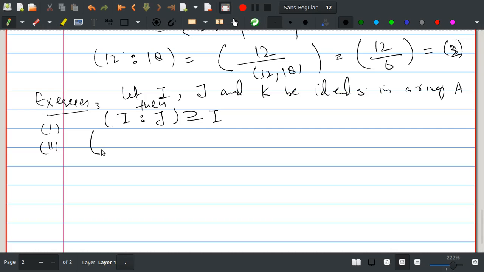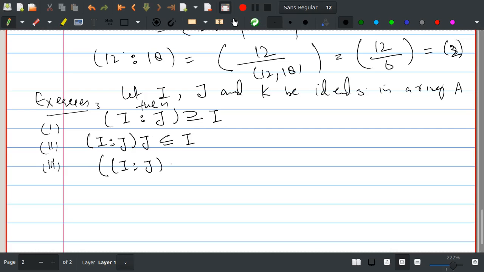The second item is that (I : J) times J is contained in I. Note that this is the product of these two ideals, hence this is again an ideal. The third is (I : J) : K is actually equal to I : JK.